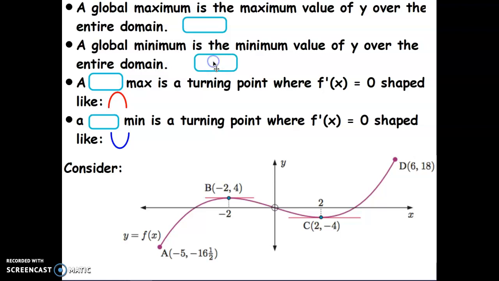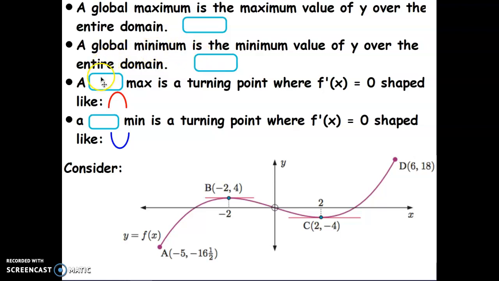All right, a global minimum is exactly the opposite of that. A global minimum is the lowest value of y over the entire domain. And again, a graph does not have to have a global minimum or an absolute minimum, but it might. Okay, so pause the video, write down those two definitions.